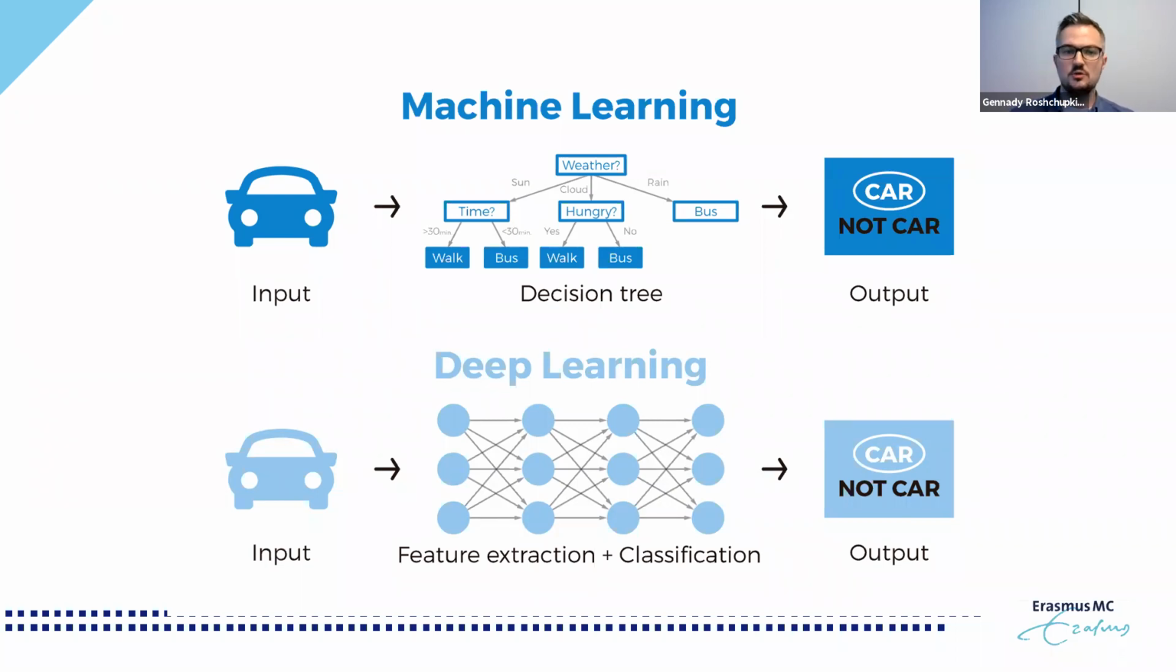In machine learning, normally you have to pre-select some features, measurements or parameters and then input them to a machine learning algorithm of your choice, in this example a decision tree, which can then make a classification: is it a car or not a car? So what is the difference between deep learning and machine learning? In deep learning, you don't care about this feature selection. You can basically pool all your data, measurements and features together.